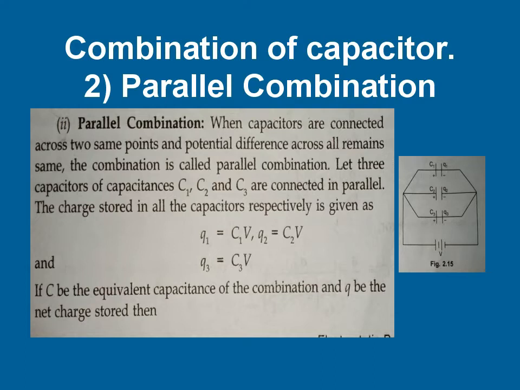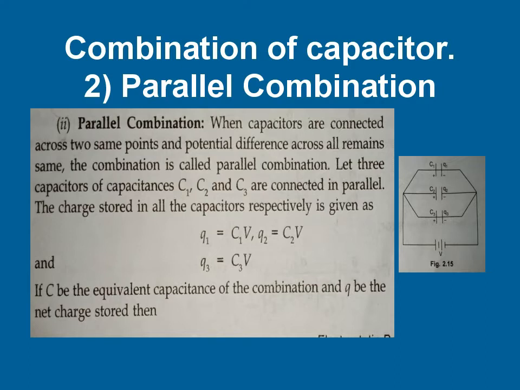This is the general definition. Now observe in the slide: when capacitors are connected across two same points, and the potential difference across all remains same, we already discussed that in parallel combination potential remains same. Then the combination is called parallel combination.